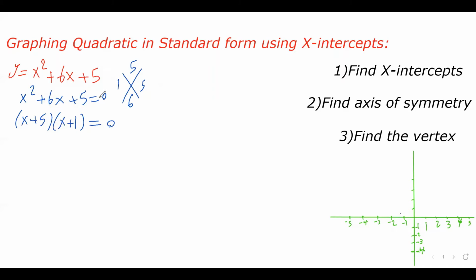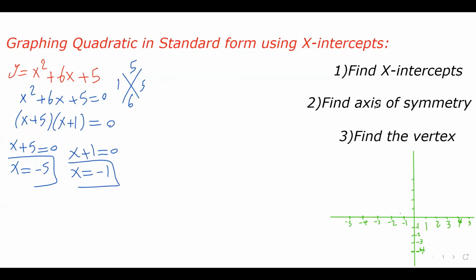Based on the zero product rule, I have to set each factor separately equal to 0. If I set x plus 5 equals 0, I get x equals -5. And x plus 1 equals 0, I get x equals -1. These are my x-intercepts. That is step number 1.